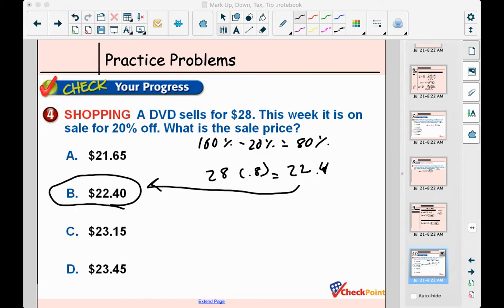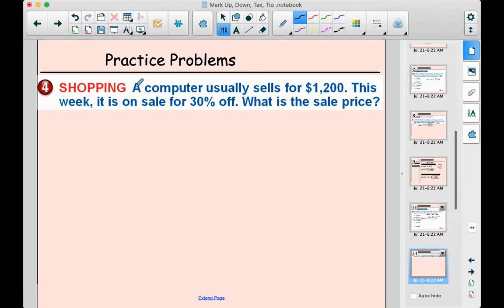All right, welcome back. Hopefully you got $22.40. Okay, if it's 20% off, you're paying 80%. 80% of $28 is $22.40. And again, if you want to find 20%, subtract that, you can. If you want to use the proportion, you can. Okay, just showing you the shortest way there. If it makes sense for you, this is what I recommend using.